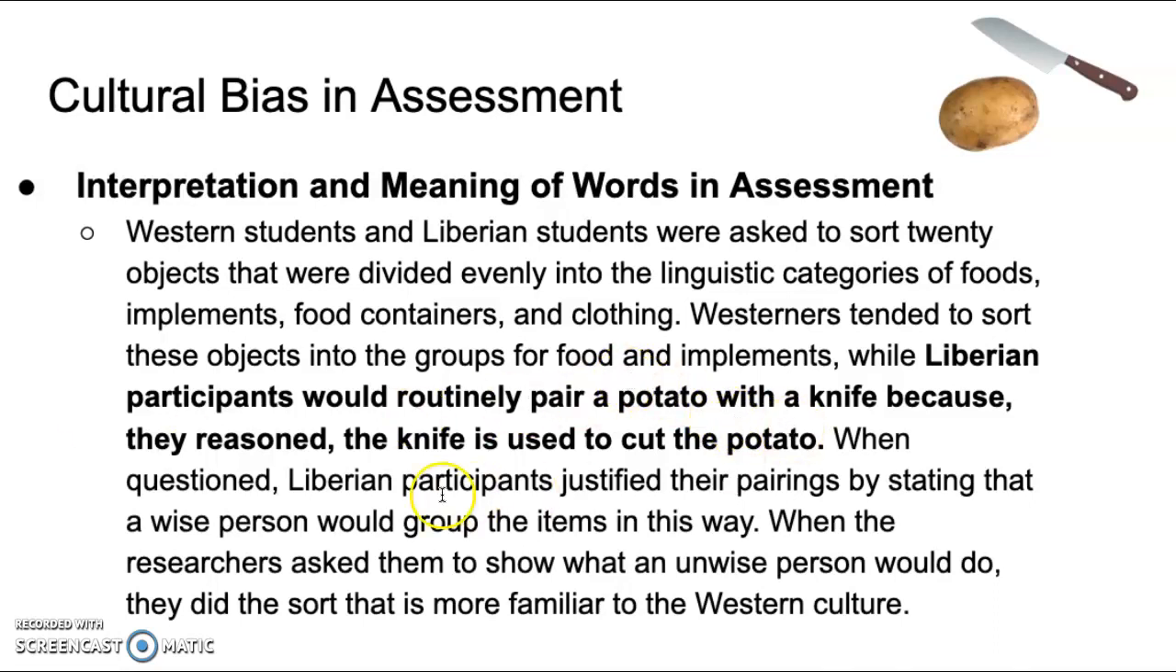This was interesting because when questioned, the Liberian participants said that a wise person would do the items the same way they had, pairing them together. And then when the researchers asked the Liberian students to show what an unwise person would do, they actually did exactly what the Westerners did, which was to separate these two items, the potato into food and the knife into the implements. In other words, our culture can bias what we think is right, justifying that, and interpreting somebody else's answer as incorrect.